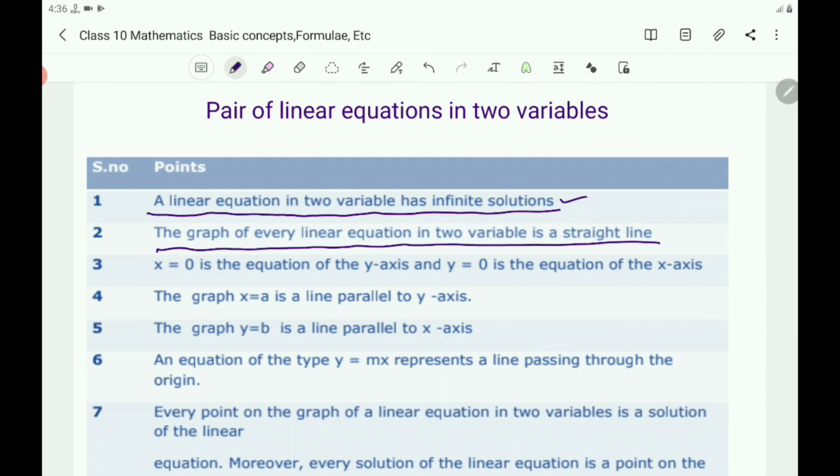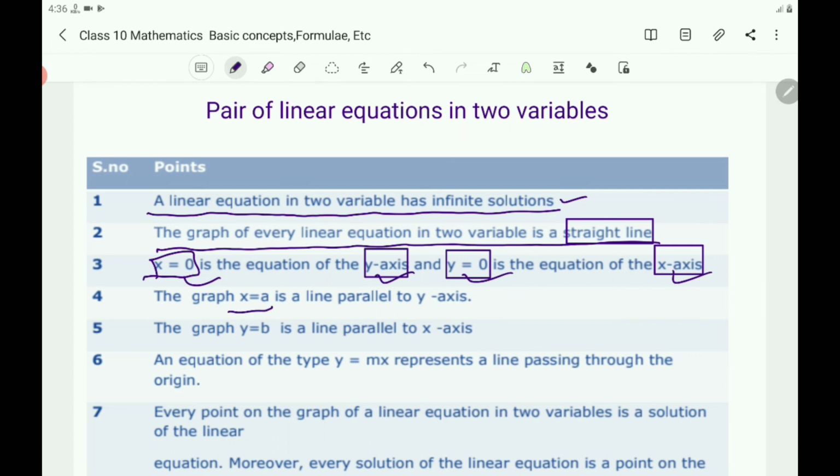What is the nature of the graph of a linear equation in two variables? That is a straight line. The graph of the linear equation in two variables is a straight line. And x equals 0 is the equation of the y-axis, and y equals 0 is the equation of the x-axis.